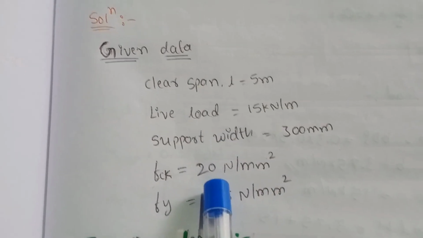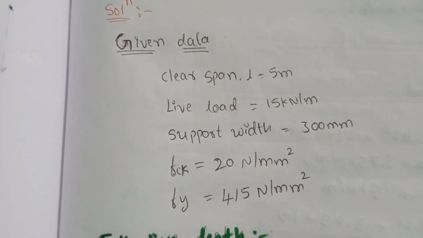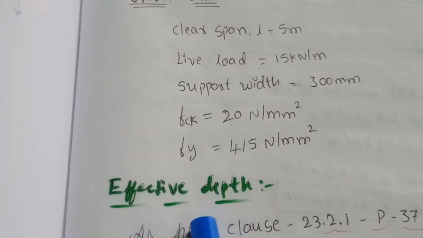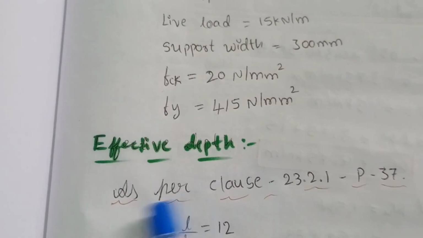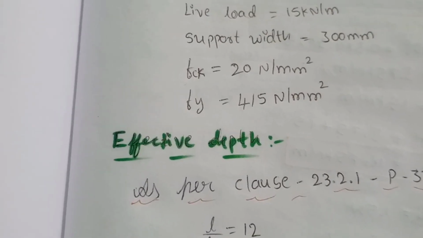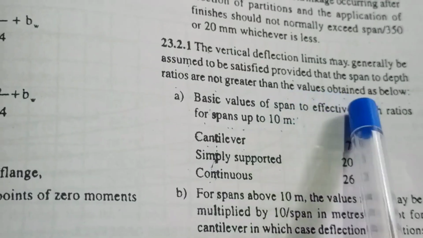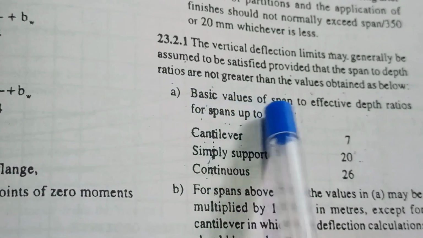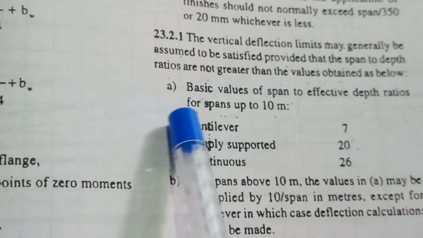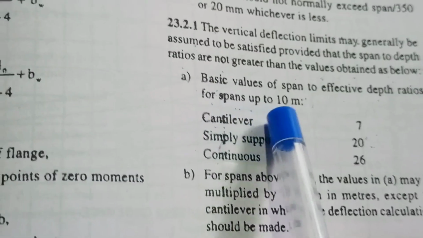To start the problem, the effective depth is necessary for all the calculation, so we'll go for calculation of effective depth. So first step is to calculate the effective depth. As per clause 23.2.1, page number 37, let's see what it says. The vertical deflection limits may generally be assumed to be satisfied provided that the span to depth ratios are not greater than the values obtained as below. Basic values of span to effective depth ratios for spans up to 10 meter.